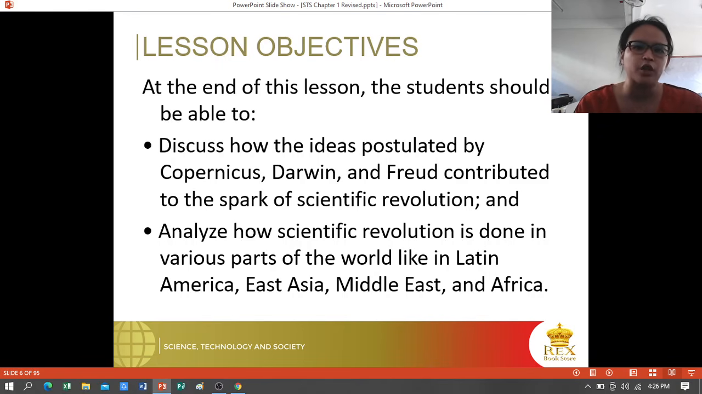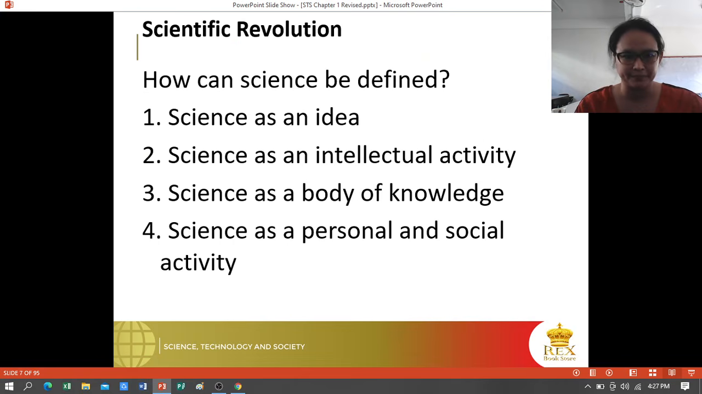Our lesson objectives: first, in this lesson we will discuss how the ideas postulated by Copernicus, Darwin, and Freud contributed to the spark of the scientific revolution. And the second one is to analyze how the scientific revolution was done in various parts of the world, like in Latin America, East Asia, Middle East, and Africa.